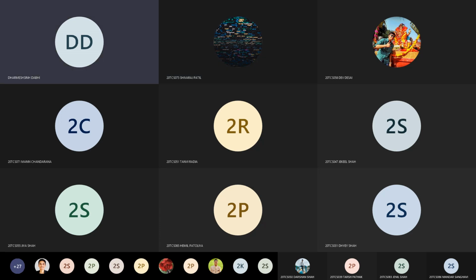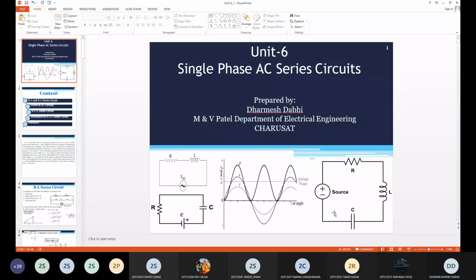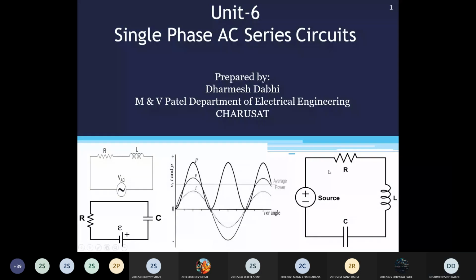So let's start this new chapter, called single phase AC series circuit. Can all of you see this screen? So the name of this chapter is single phase AC series circuit. What is the meaning of a single phase circuit or single phase AC circuit? Can anyone give me the answer? What is the meaning of single phase? Whatever you know.